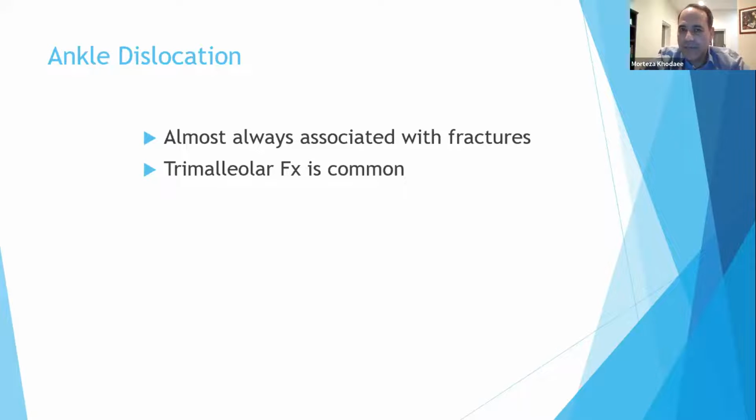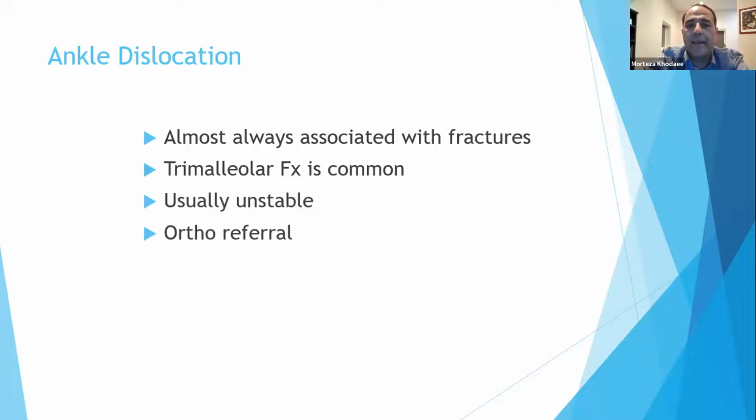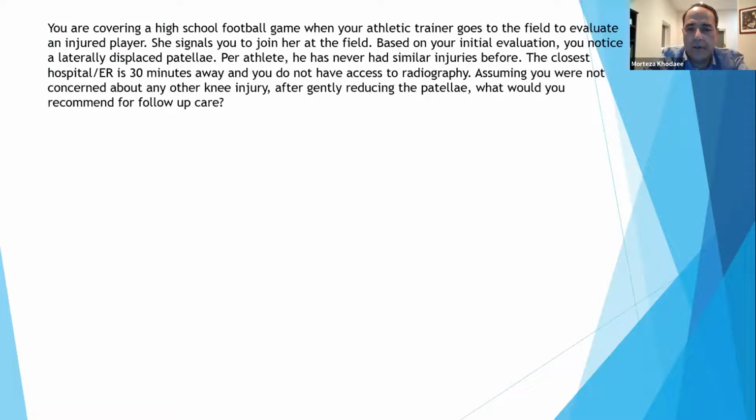Some of you may not have heard of trimalleolar. What does that mean? We have the medial and lateral malleoli, but also the posterior tibia, which we call the posterior malleolus. So that's why we call it trimalleolar fractures. Usually unstable, and they need ortho referral after stabilizing it. Obviously, check for neurovascular status. It's not a super urgent referral right away.